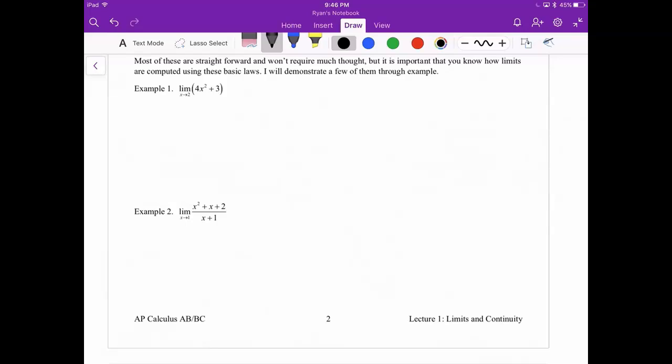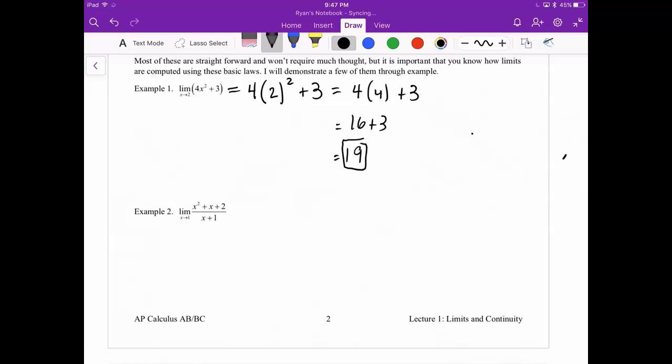The very first thing you're always going to try whenever you evaluate a limit is just to plug in the x value that's given. So the limit as x approaches 2 of 4x squared plus 3, you're just going to try to plug in the 2 for x. And so in this case, I'm going to get 4 times 2 squared plus 3. And if I evaluate that, then I'm going to get 4 times 4 plus 3, which of course is 16 plus 3. And so this limit, the answer to this problem, is equal to 19.